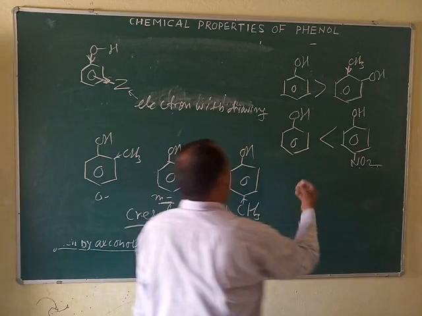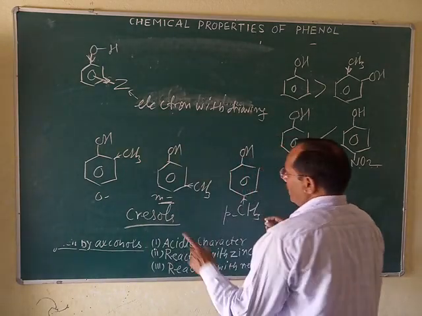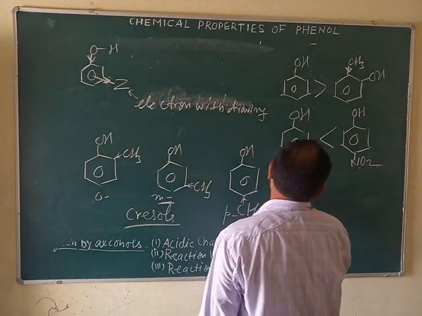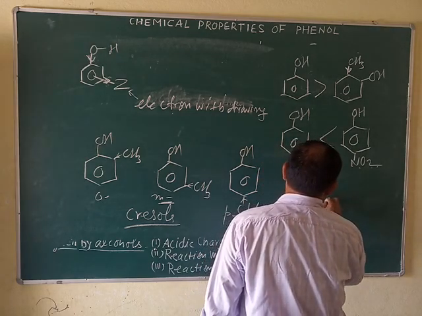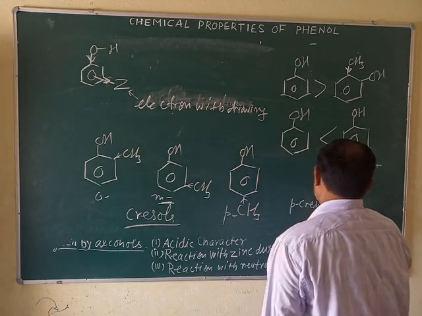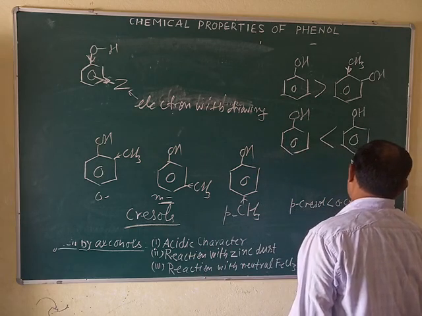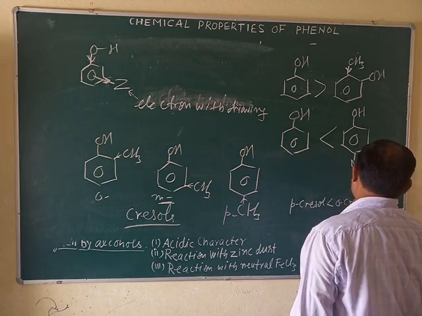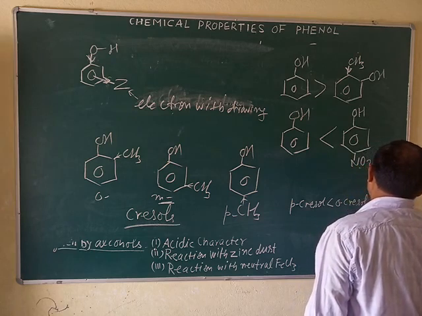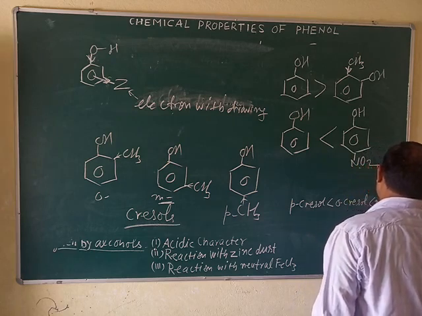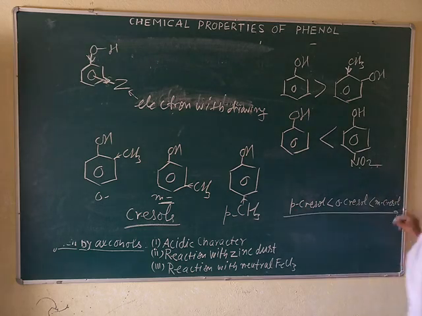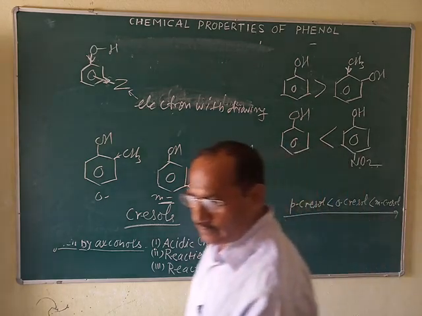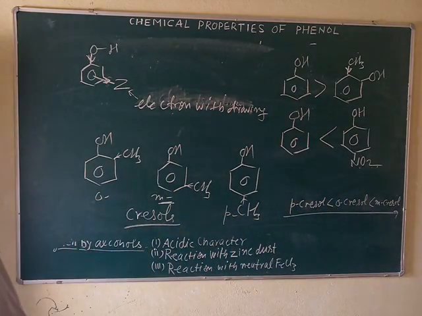Means what is the correct order? Increasing order of acidic strength of cresols: paracresol, then orthocresol, then metacresol. This is the increasing acidic strength of cresols.